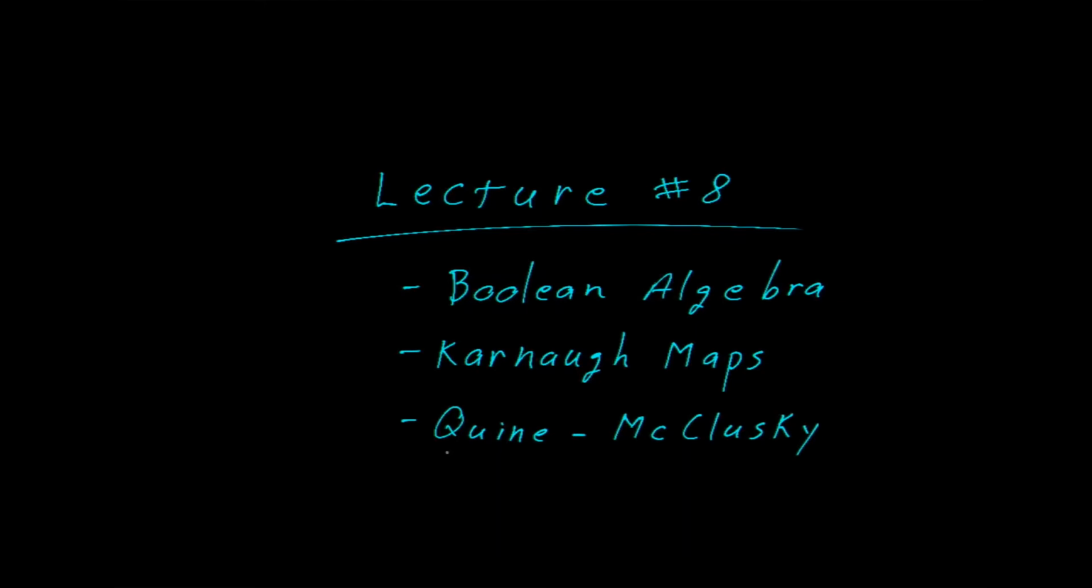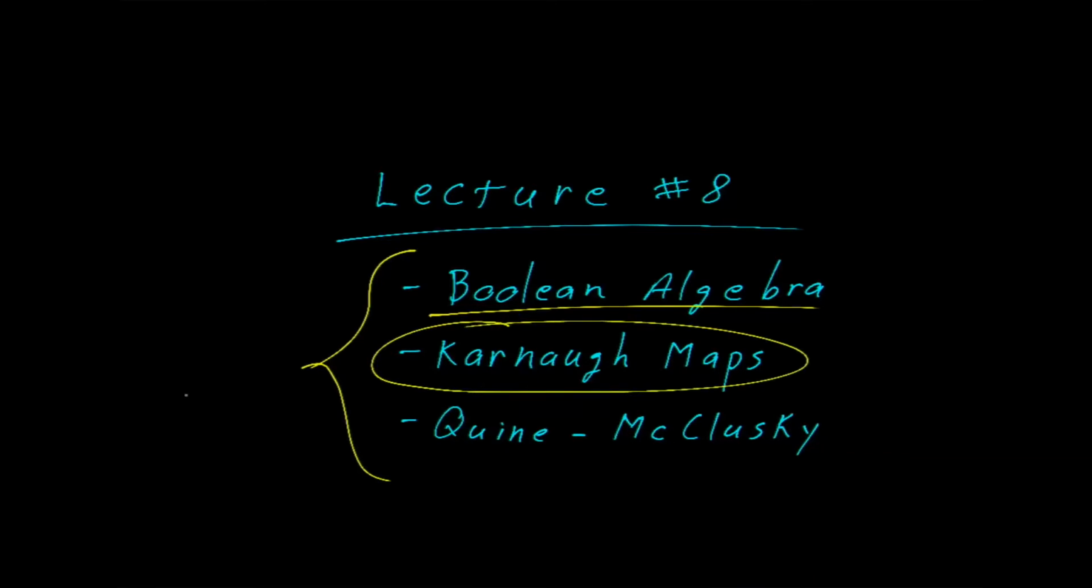Today's discussion concerns the minimization of combinational circuits. We have three tools that we'll explore. We'll briefly look at Boolean algebra. We'll spend the bulk of our time dealing with these Karnaugh maps, otherwise known as K-maps, and then, time permitting, we'll briefly look at the Quine-McCluskey method.